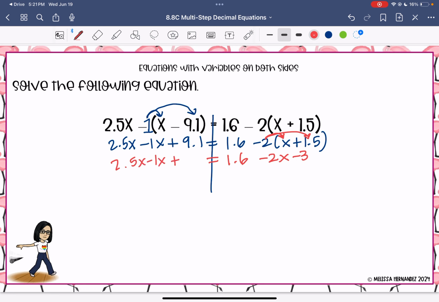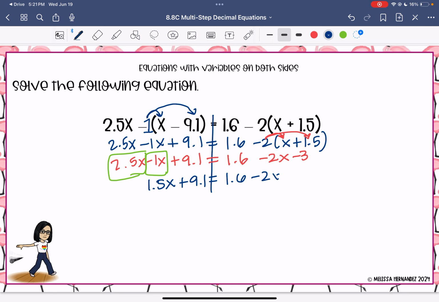All right, so on the left side, I can combine some like terms. Now, to combine like terms, they have to have the same variable and the same exponent. So I can combine a positive 2x and a negative 1x. So if you look at it as money, you have $2.50. You spent $1, so what do you have left? $1.50, or 1.5x. Bring down the 9.1 or 9 1/10. I'll go ahead and bring everything down on the right side of my equal sign.